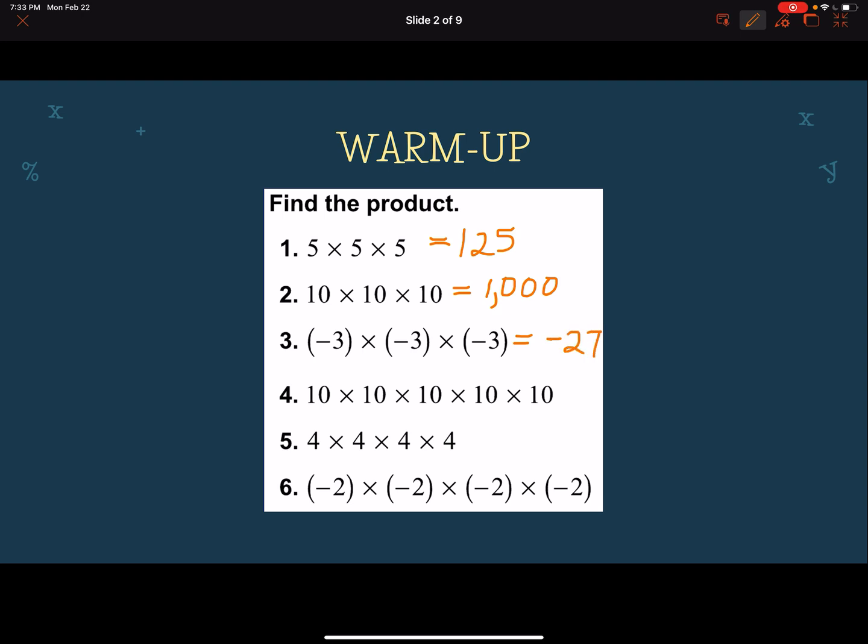And number 4, 10 times 10 times 10 times 10 times 10. Or you can look at the number of zeros you have and know that your answer needs to have 5 zeros. That would make 100,000. Number 5, 4 times 4 times 4 times 4, 256. And number 6, negative 2 times negative 2 times negative 2 times negative 2 is going to give us a positive 16. You're going to use the calculator most of the lesson today, so make sure you have that.